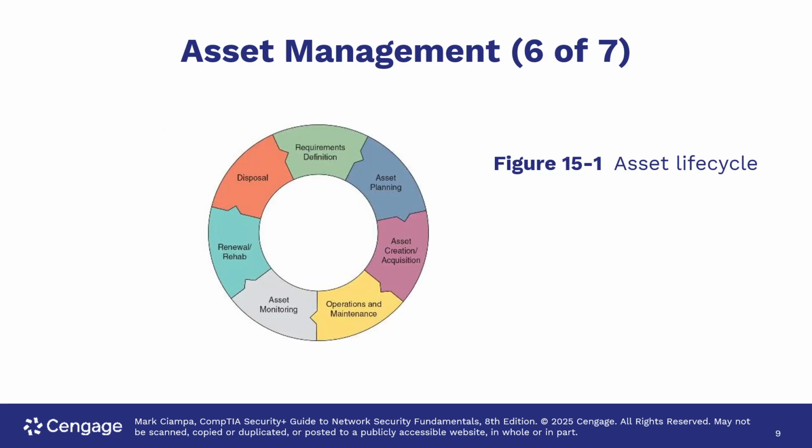So here's an example, a picture of an asset life cycle. First of all, you have the requirements definition. Then you go to the right: asset planning, asset creation or acquisition, operation and maintenance, asset monitoring, renewal or rehab, and then finally when it no longer is useful, you dispose of it, and you go back to the requirements definition and you start over again. This might say replace a hard drive, it might replace a server, it might replace a printer, whatever asset we're talking about.